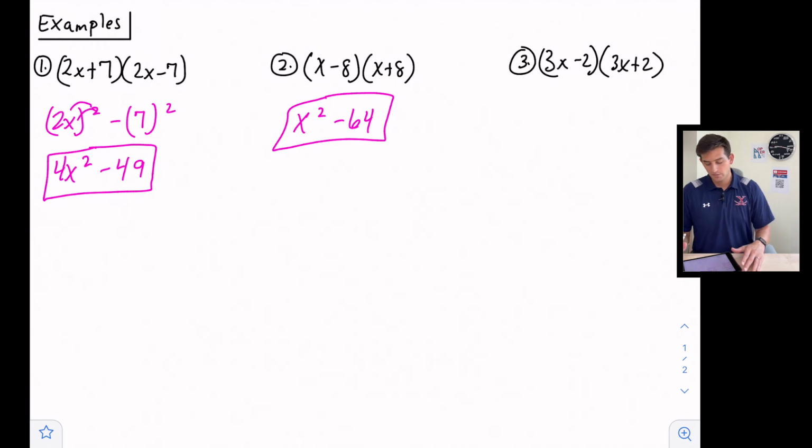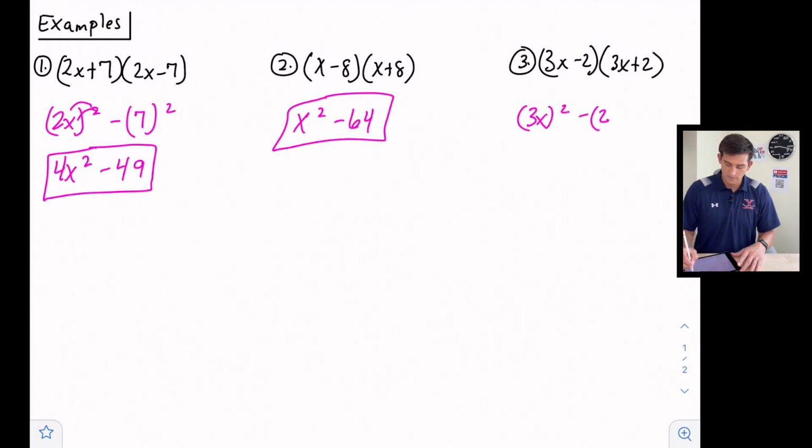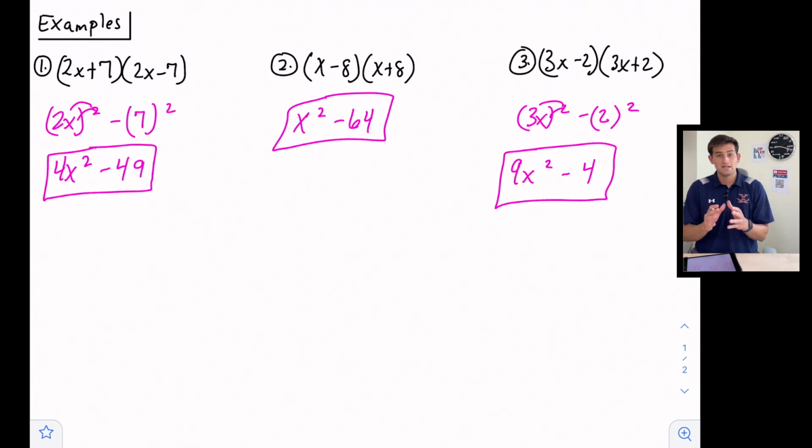And our last example, we have 3x minus 2, 3x plus 2. So once again, we need to take our 3x and square it, and then minus 2 and then square it. So now 3x squared, remember, it's kind of like distributing, right? Give that exponent to the 3 and to the x. So we get 9x squared, and then minus 4, because 2 squared is 4. And so that is how you can use the sum and difference pattern to very, very quickly multiply two binomials.